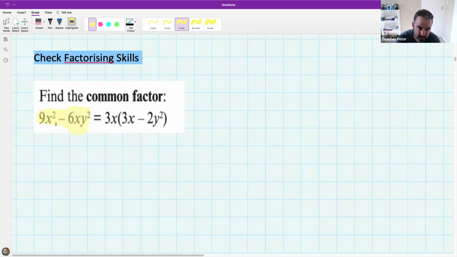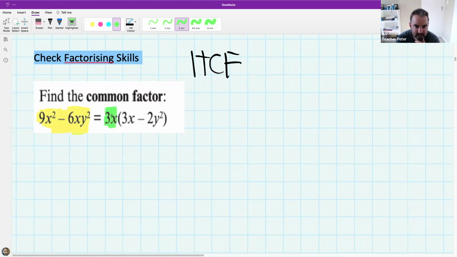So here is an expression. It's got two terms, and we use the technique HCF, or highest common factor, to take out a common factor from the yellow bit. And the common factor that we spot is 3x. 3 is in the first term and the second term, and so is x. And then we say to ourselves, look, if we take 3x out of 9x squared, what do we need to multiply 3x by to get back to 9x squared? And the answer is we multiply 3x by 3x to get 9x squared.